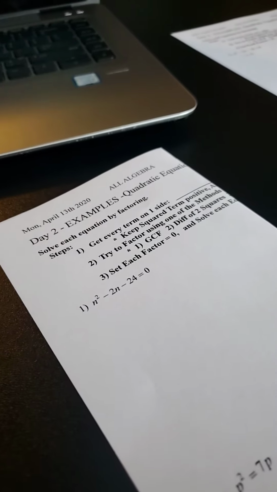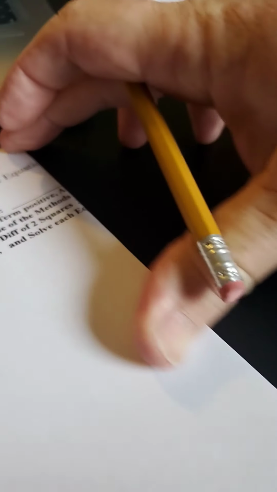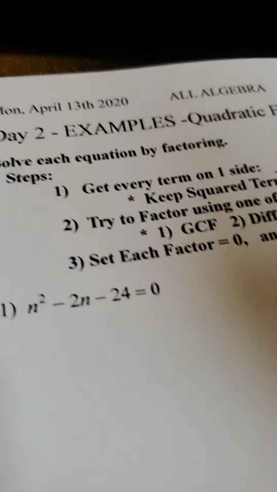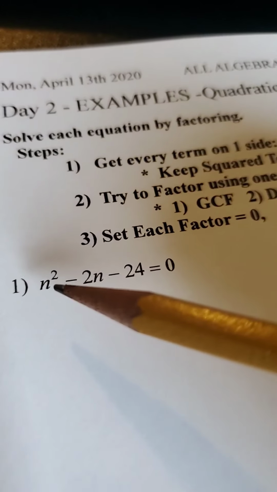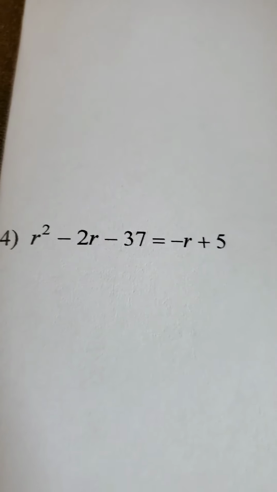Monday, April 13th. The only thing new I'm adding today is we're still solving equations with a variable, an x squared equation. But the only difference is today, instead of having everything on one side, 0 on the other, which step 1 says get every term on one side. Last Friday, everything was on one side. Today, not everything's going to be on one side. And we'll just do 4 quick examples to show you what to do in that situation.